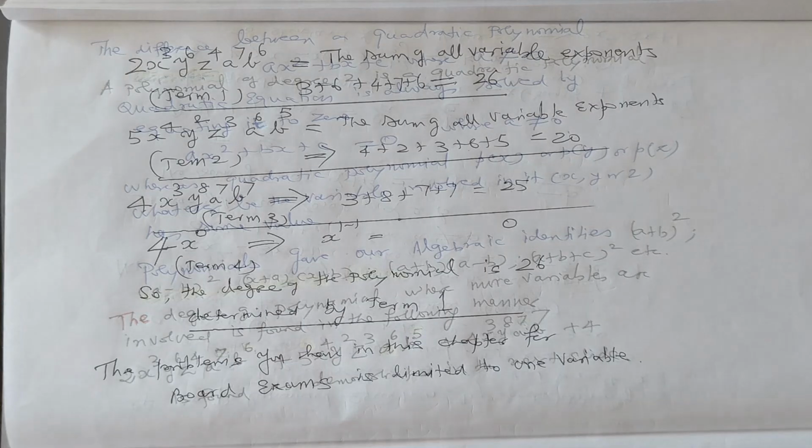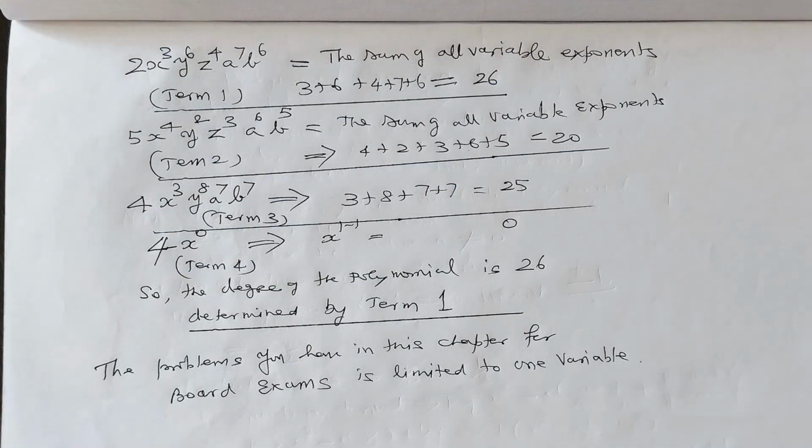The degree of a polynomial where more variables are involved is found in the following manner, as explained in the slide. The first term is 2x to the power of 3, y to the power of 6, z to the power of 4, a to the power of 7, b to the power of 6, plus 5x to the power of 4, y to the power of 2, z to the power of 3, a to the power of 6, b to the power of 5 as the second term, plus 4x to the power of 3, y to the power of 8, a to the power of 7, b to the power of 7 as the third term, plus constant 4 as the fourth term.